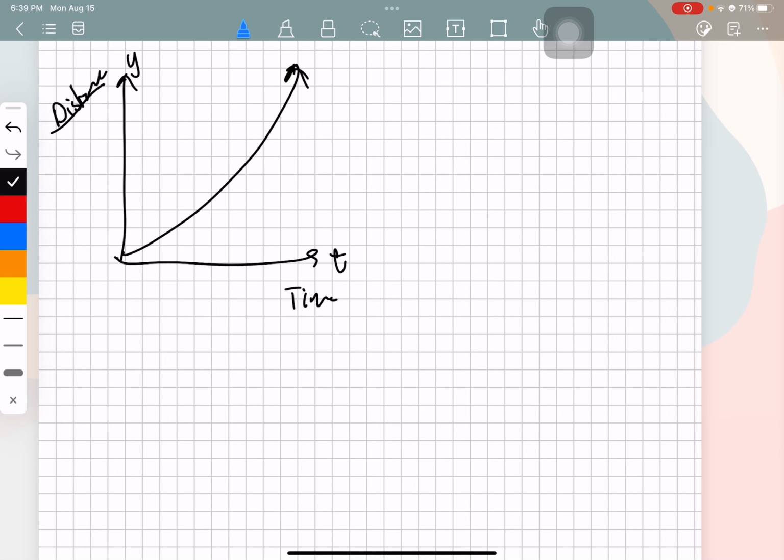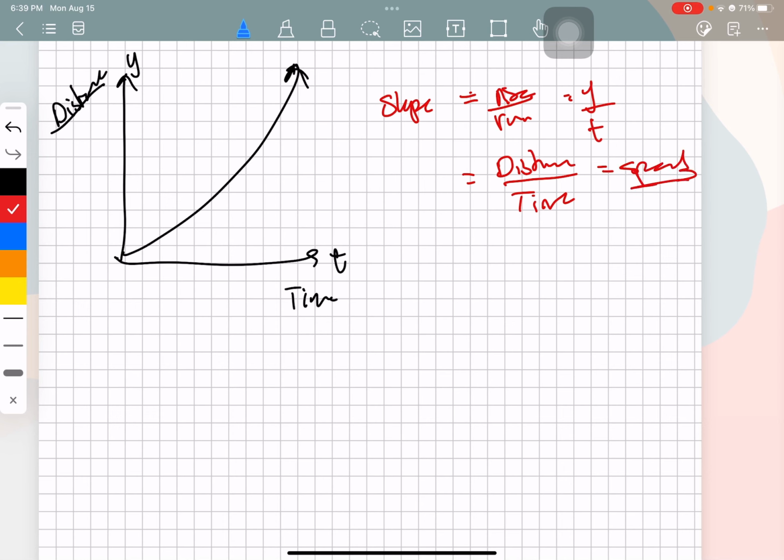So what's going to happen here is that you have a distance and a time. And we know the concept of a slope that we talked about in a different video, rise over run. The rise is the y over the t, and this corresponds to the distance over my time. And we know that distance over time is equal to speed. So my speed is equal to distance over time.